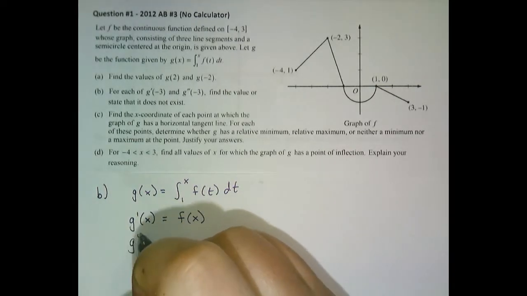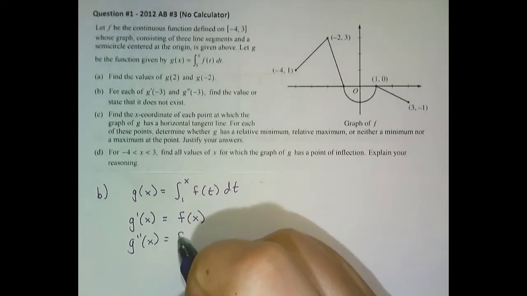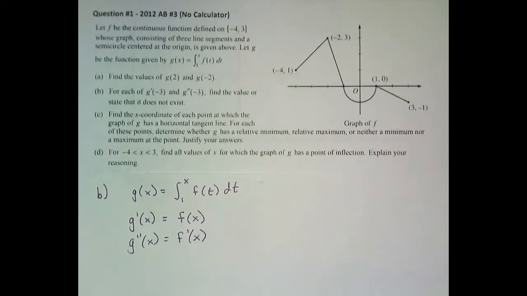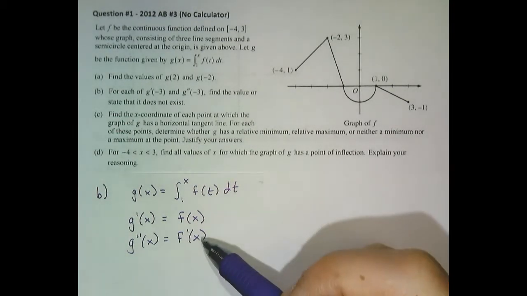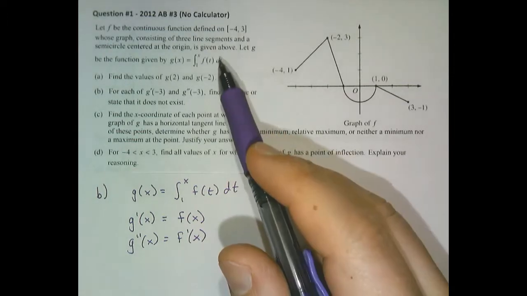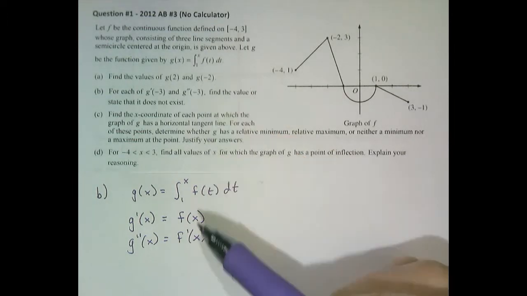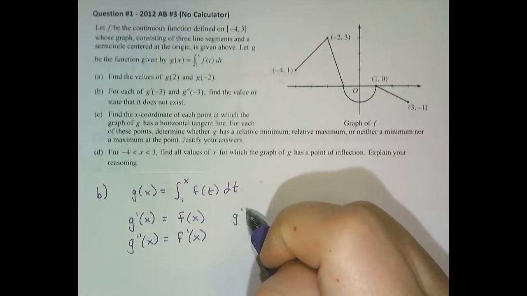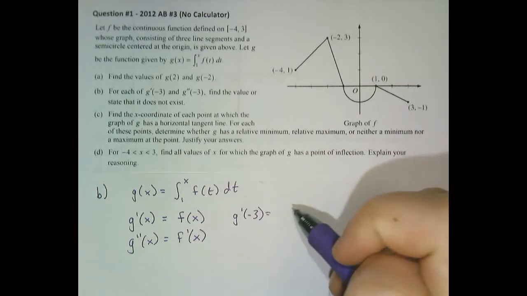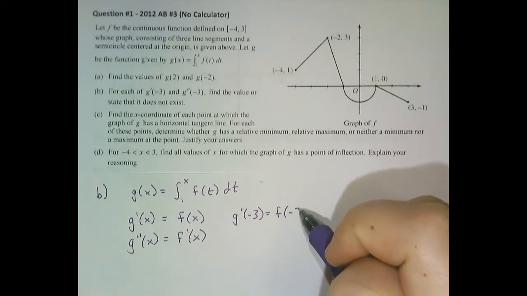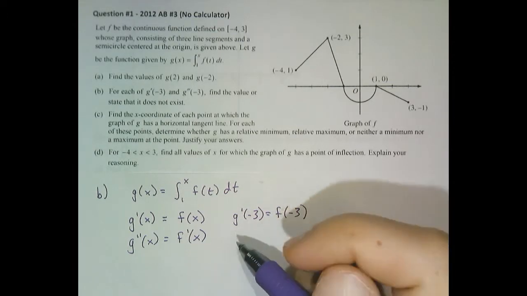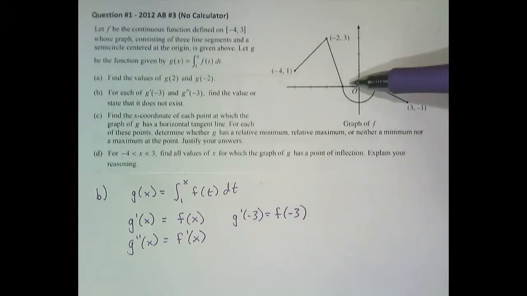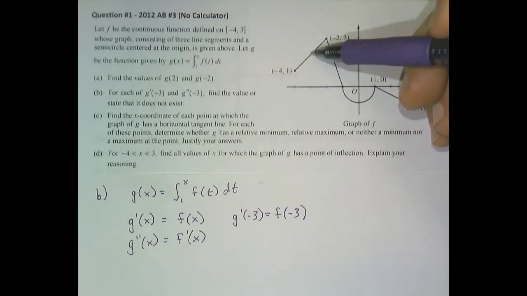Consequently, g double prime of x equals f prime of x. So that's a relationship that oftentimes is really beneficial to write the moment you see an integral defined function. Our goal in part B is to evaluate g prime of negative 3. That's going to be the same thing as f of negative 3. And if we go to the graph, f of negative 3 is right up here at positive 2.